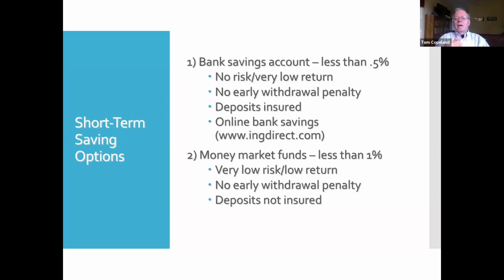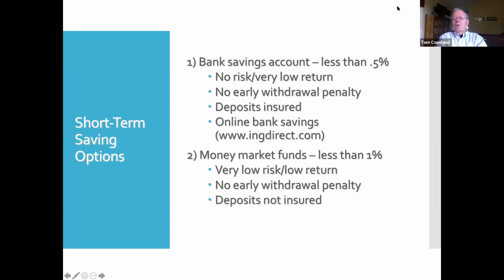Well, here are some options of where you could put your money when you're saving it for something that you need within 5 years. You could put it in a bank savings account. It's very, very low interest, less than 0.5%, lower than that. There's no risk because deposits in your bank are insured. You cannot lose money there. There's no penalty for taking it out as soon as you want it.